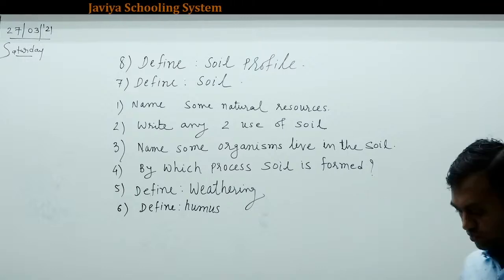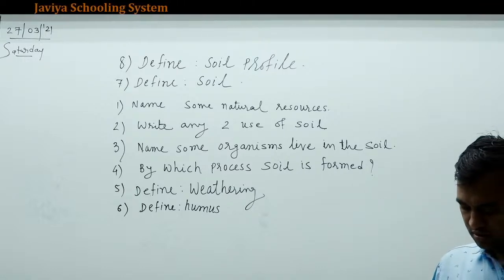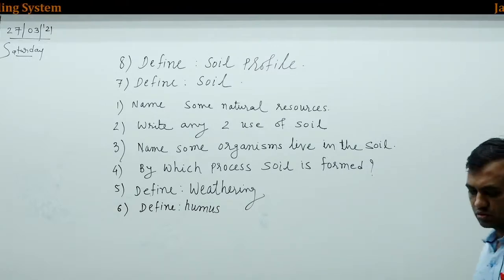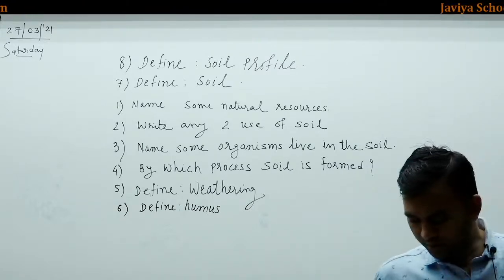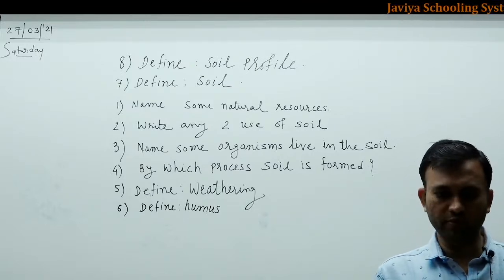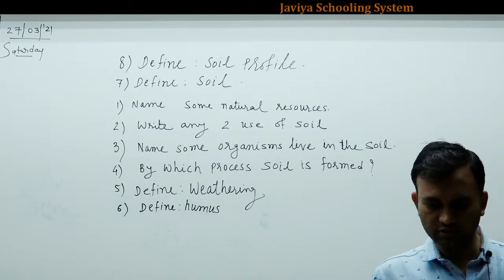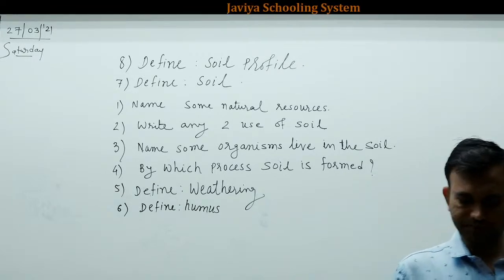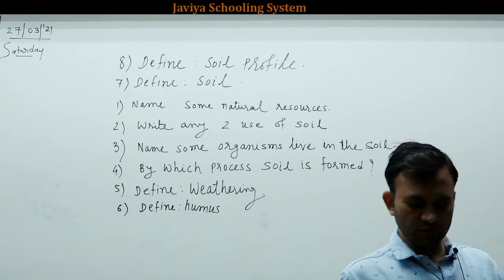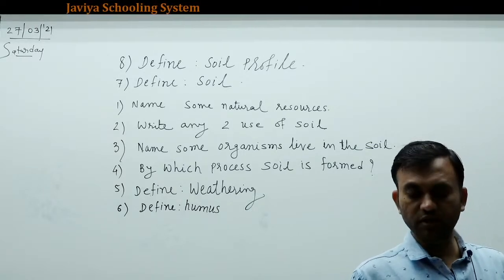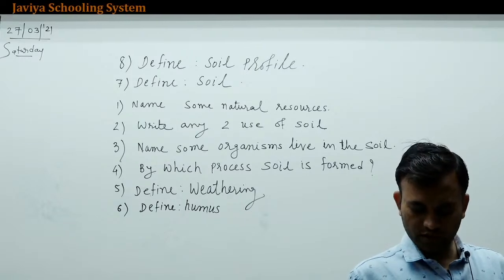Now look here. The next question is the topsoil. What do you mean by topsoil? The uppermost layer of the soil is called topsoil. I will get you to write the questions related to topsoil tomorrow. For now, we discuss. So what is the other name of the topsoil? That is called A horizon. The other name of the topsoil is A horizon.